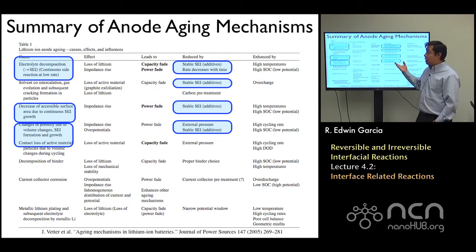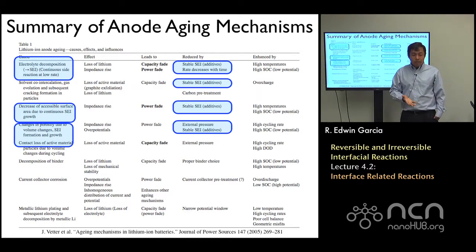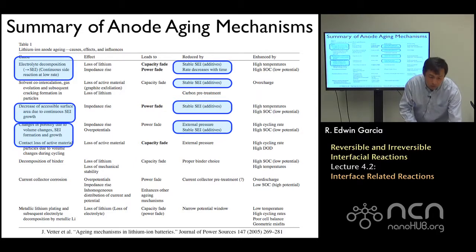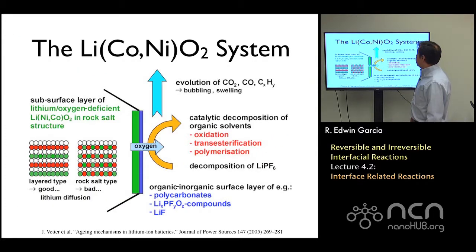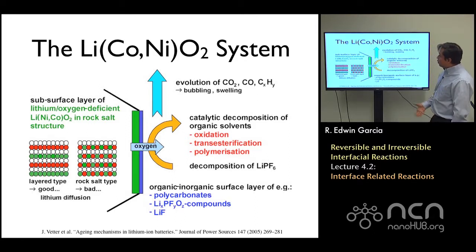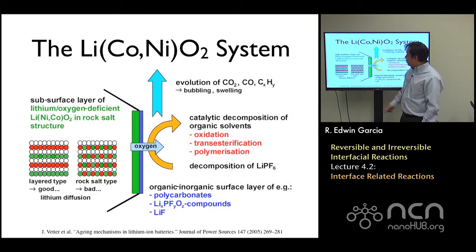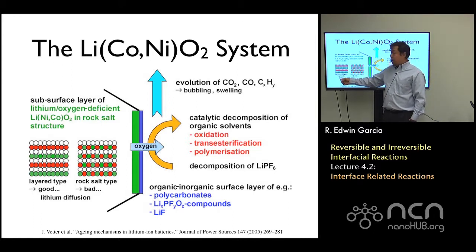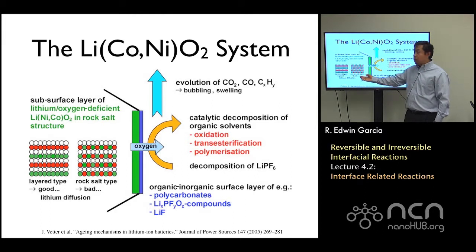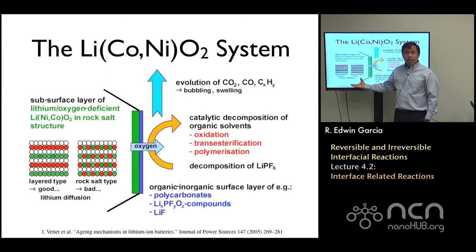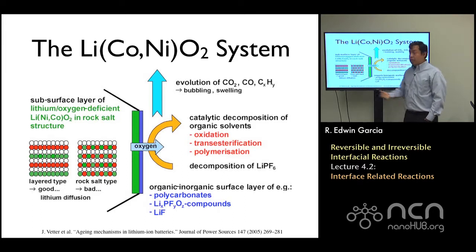Now, that's what occurs on the anode side. The cathode side of the equation is also undergoing some things. Here's a slide summarizing, for example, what occurs in the lithium cobalt nickel oxide system. Typically, when you start cycling your cell, if you start putting other species in it, you can actually evolve your material from a layered structure, which is usually what you want, to a rock salt type where ions are very hard to diffuse through. And that is bad because that decreases the diffusivity and drops the performance of that cell.